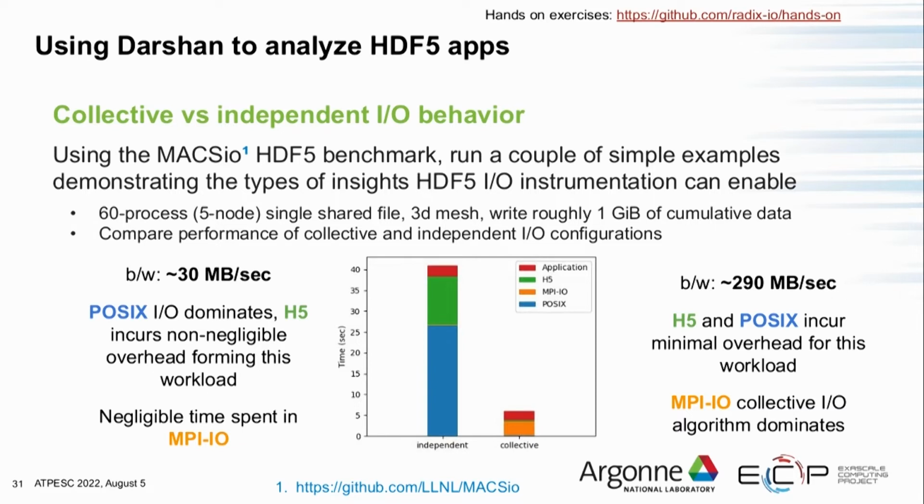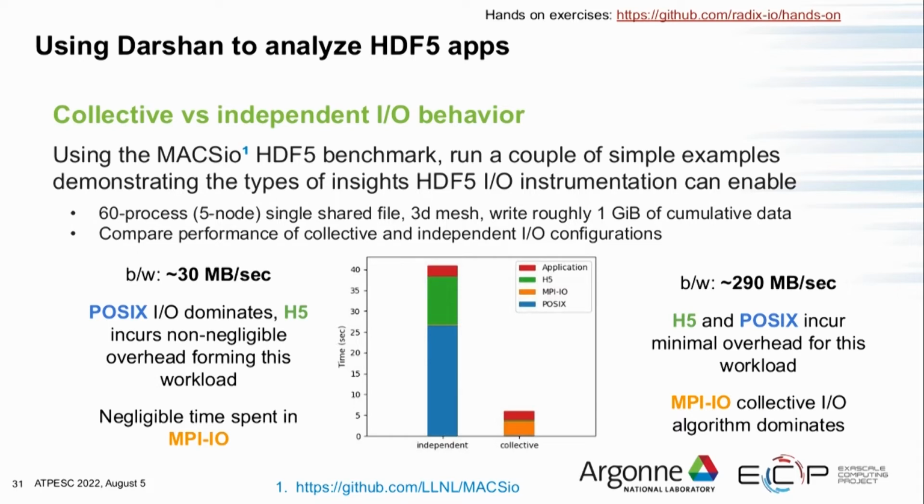So there's an order of magnitude difference in performance with collective being much better. And you can see how we've created a stacked bar plot here showing you how much time is being spent relatively on different aspects of I/O in each configuration. So on the left side for independent, you can see that HDF5 is doing a lot of work, and POSIX is doing even more, maybe even double or triple what HDF5 is doing.